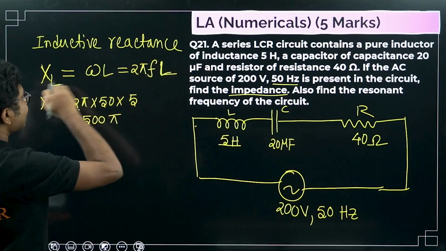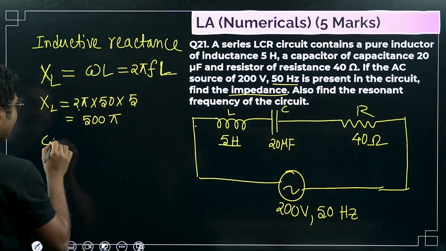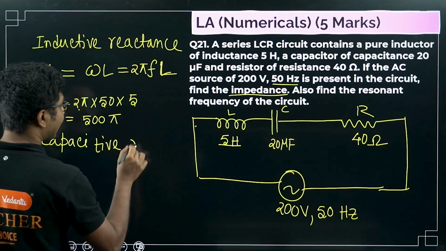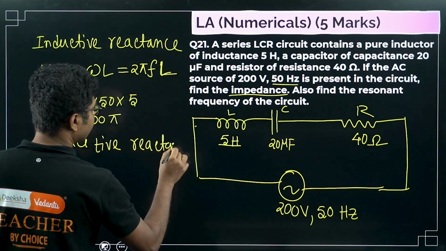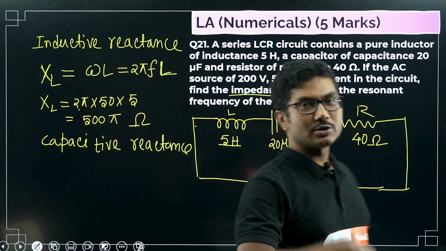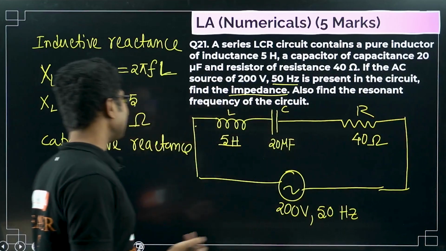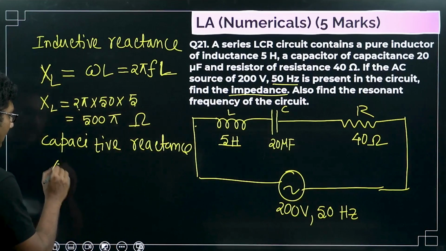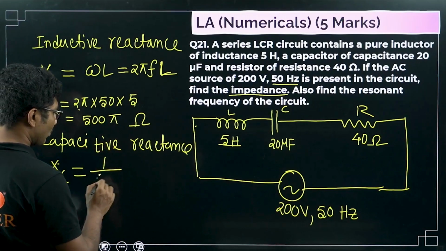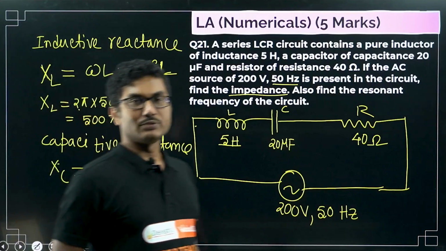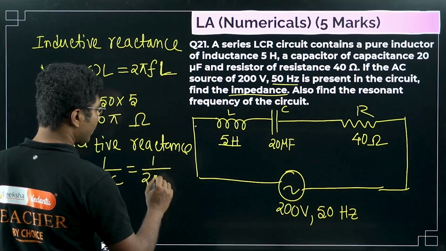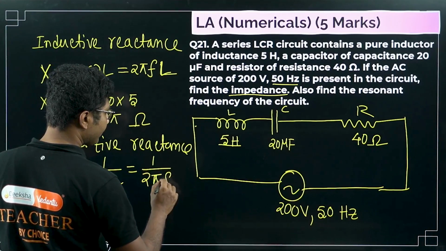Now inductive reactance is XL, and there is capacitive reactance as well, and the unit for inductive reactance and capacitive reactance both are ohm. They are basically resistance in AC. What is the value for capacitive reactance? It is 1 by omega C. Again, how to convert that? We will do that by doing 1 by 2 pi fC.